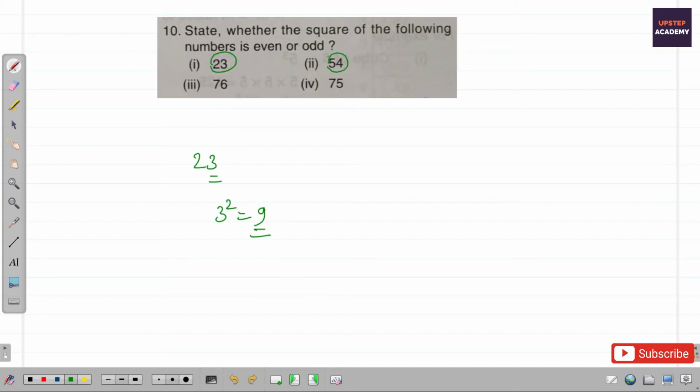Square of 54 will definitely be an even number, because square of 4 is 16, which is an even number. That is why the square of 54 will be an even number. Similarly, square of 76 will be even, and square of 75 will be odd, because 5 square is 25, which is odd, and 6 square is 36, which is even.